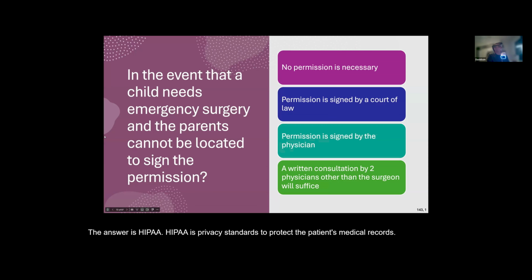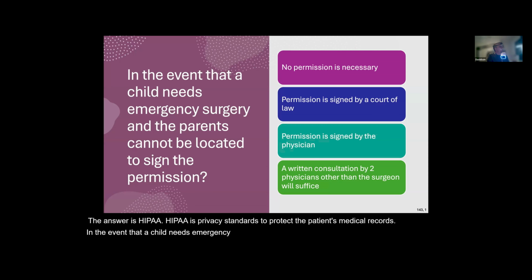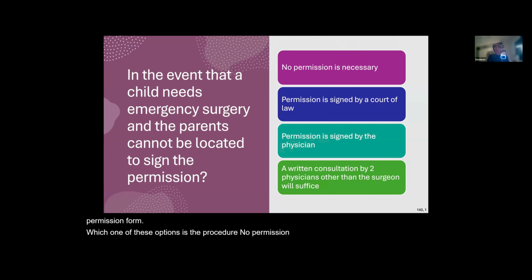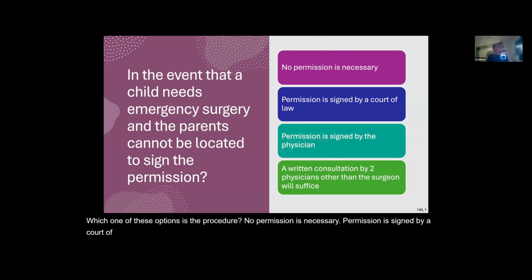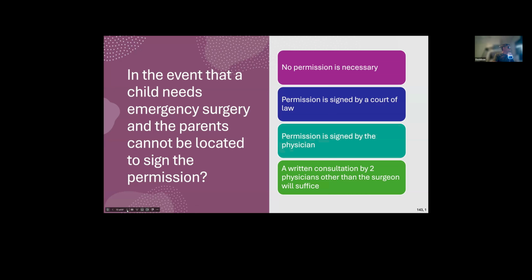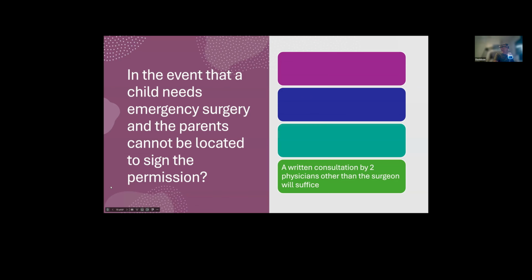In the event that a child needs emergency surgery and the parents cannot be located to sign the permission form, which one of these options is the procedure? No permission is necessary. Permission is signed by a court of law. Permission is signed by the physician. A written consultation by two physicians other than the surgeon will suffice.